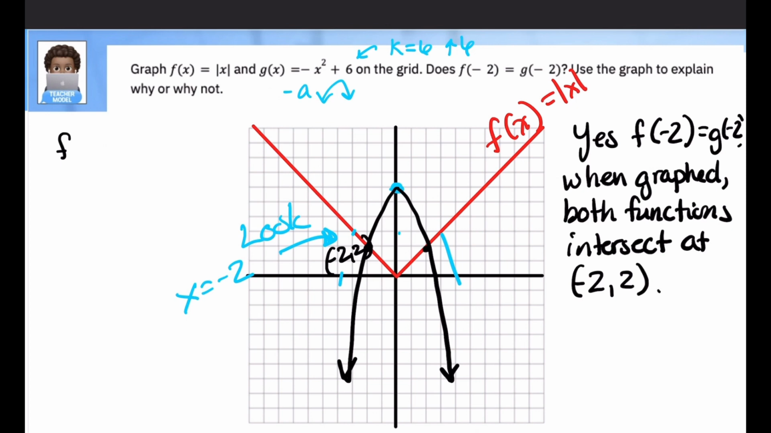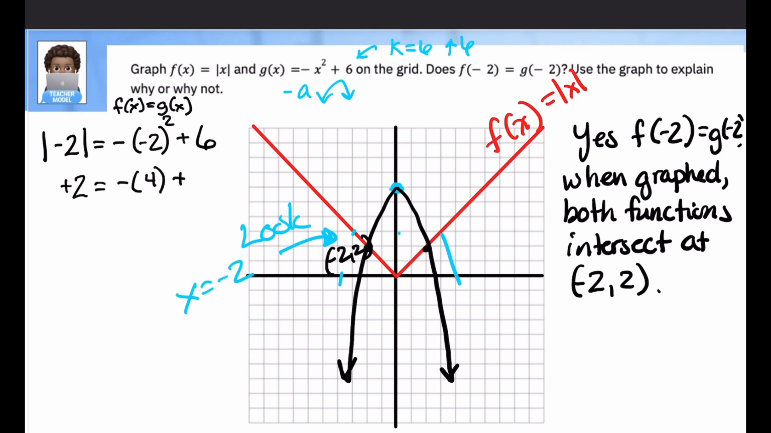So if I wanted to go a little bit further, I can put in the absolute value of -2 is equal to negative (-2) squared plus 6. I could have done f of x is equal to g of x, and I would have had 2 is equal to -4 plus 6, which is +2. So that could have been another route that I said I wasn't going to do, and then I did it.